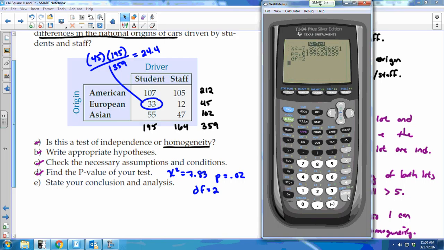So it did that for you. It calculated the expected counts for you, then it went back and subtracted them all, squared them, divided by the expected, and added them all together for you. Okay, so that's really easy. That's too much to do in 10 minutes on a free response question.